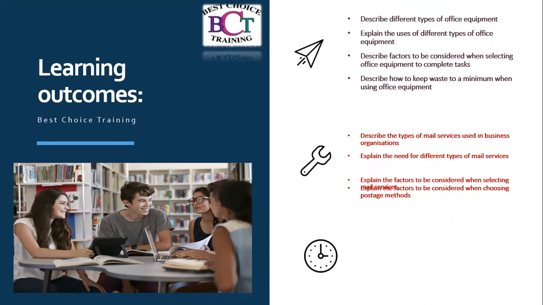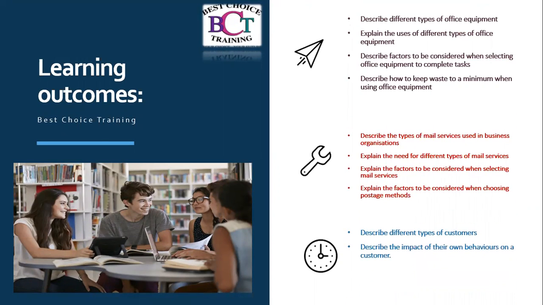Brilliant. So other learning outcomes you will be looking at as well are being able to describe the different types of office equipment, explain the uses of different types of office equipment, and describe the factors to be considered when selecting office equipment to complete tasks. You'll be able to describe how to keep waste to a minimum when using office equipment, and you'll be able to describe the types of mail services in the business organisation. You'll be able to explain the need for different types of mail services and also factors to consider when selecting these services. You'll be able to explain factors to consider when choosing postage methods.